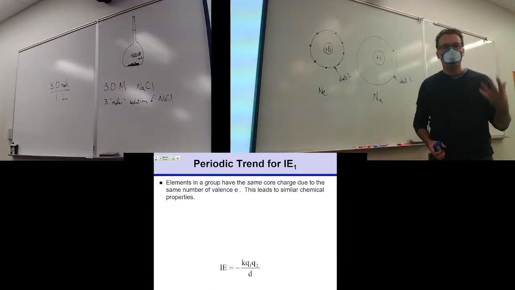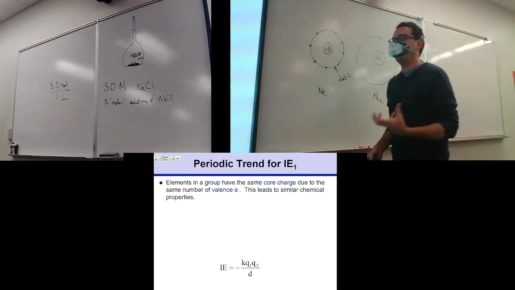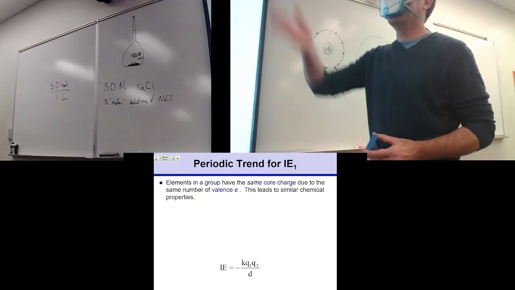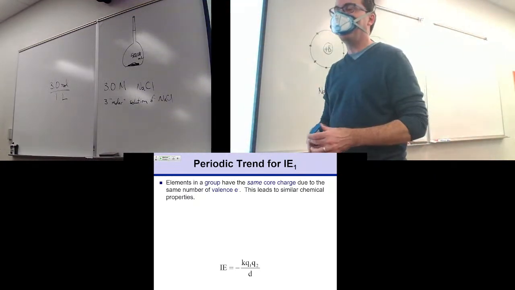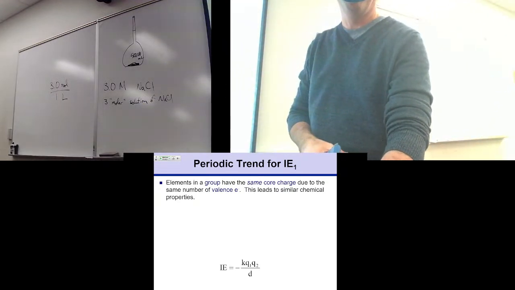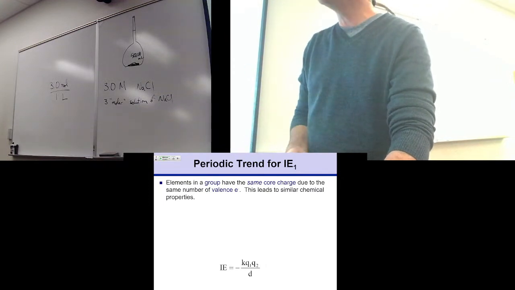Because of this identical core charge in a group, elements in a group tend to have similar reactivity and similar properties. That's why the alkali metals are called the alkali metals. That's why the halogens are the halogens and the noble gases are the noble gases. There's a method to the reason. There's a reason the periodic table is arranged this way.